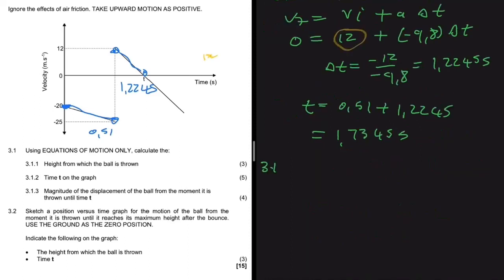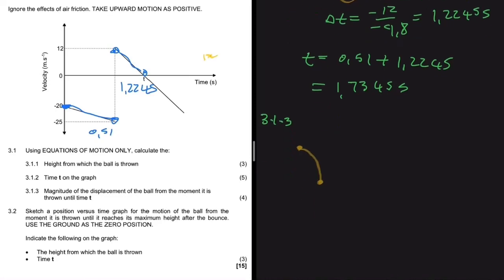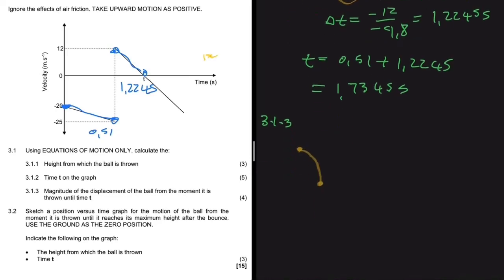3.1.3, which says: let's determine using equations of motion the magnitude of the displacement of the ball from the moment it is thrown until time t. So the ball is at some height, right? And then it is thrown downwards, and then it hits the ground. After it hits the ground, obviously it's going to move up, right? And then it moves up to some maximum height. At the maximum height, that's our time t.